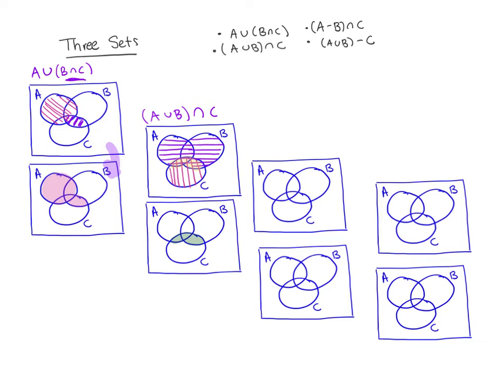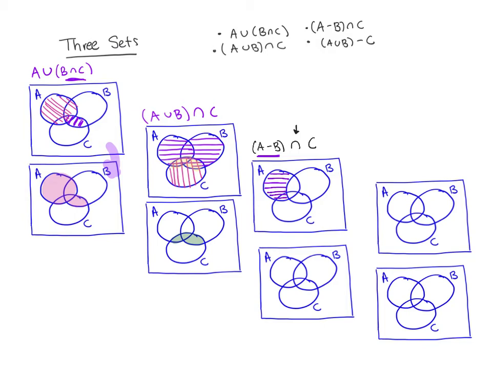Okay, going forward, let's try A minus B intersect C. So again, my outer symbol here is an intersection. So the first thing I'm going to do is just color in A minus B, so the stuff in A, which is not in B.